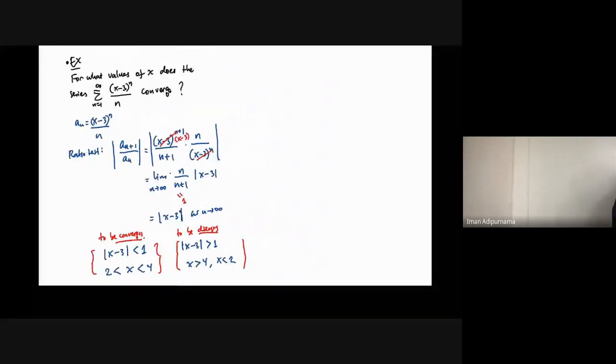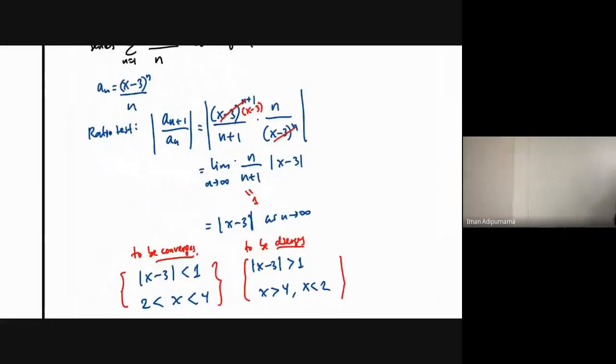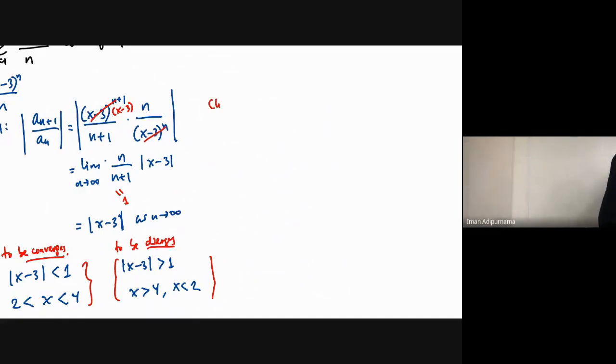But it's actually not really finished because I haven't checked when the absolute value of x minus 3 equals 1. Okay. Because it gives no conclusion if it is equal to 1, right? Inconclusive. So if it is equal to 1, x is 2, right? So we need to check x equal 2, and check x equal 4. Okay? Because x minus 3 can be 1 or negative 1, so x can be 4 and can be 2, right?